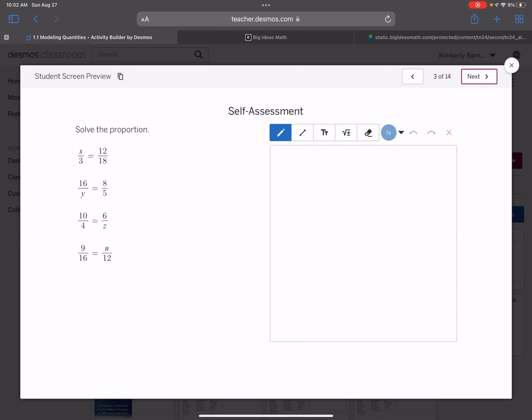Alright, so self-assessment problems. The first 4, do these on your own, pause the video, and then replay it to check your answers. Don't take more than about a minute per proportion. Okay, so answers. X over 3 equals 12 over 18. Butterfly method. X times 18 equals 12 times 3. 18x equals 36. Divide by 18. So x equals 2.